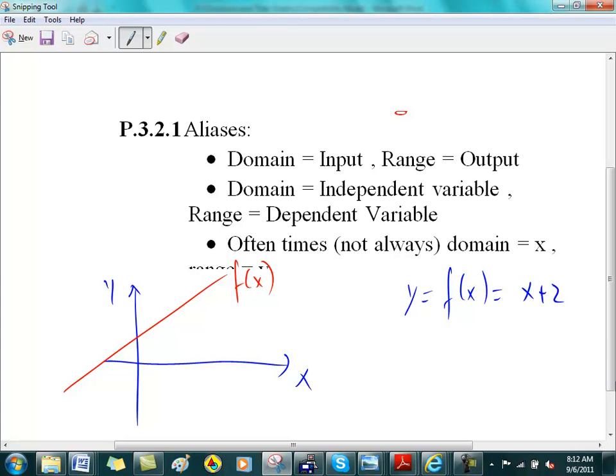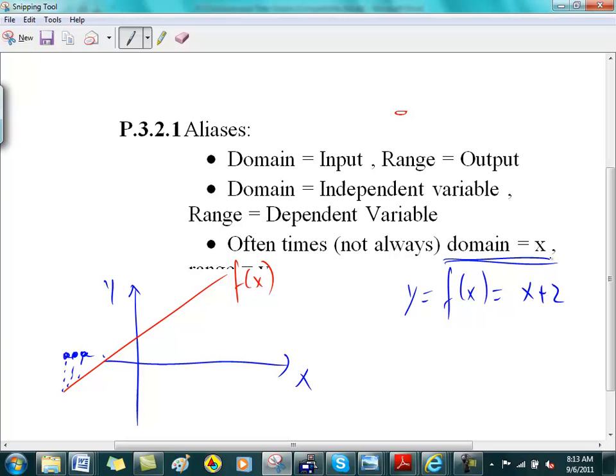So the domain variable, the domain is really all the x values that this function can take. Okay, all the x values. So it'd be that one, that one, that one, and so on. So this is what I mean by saying domain is typically the x variable.